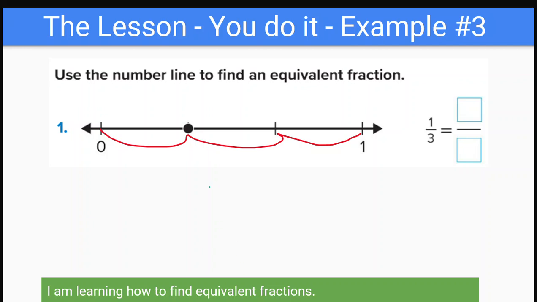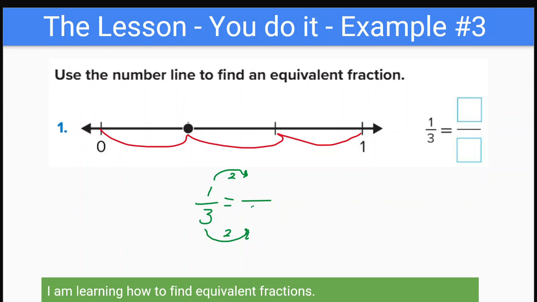We have 1/3, and we want to make it equal to something else. Now, it could be anything else. There's a lot of things. As a matter of fact, there's an infinite number of things that we can make equal to 1/3, but most kids like to do things the easy way, and the easiest number to use is 2. So let's multiply the denominator by 2. Let's multiply the numerator by 2.